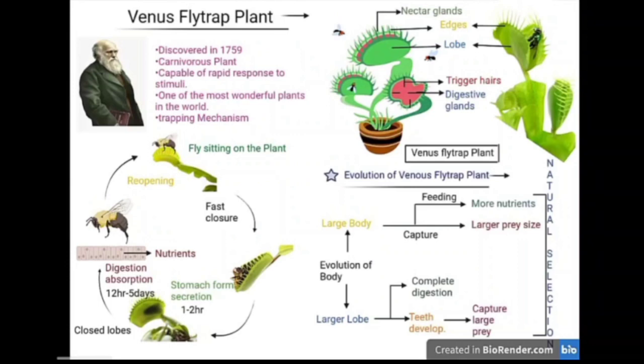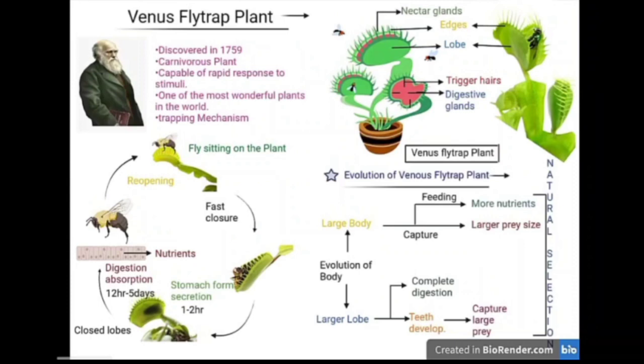The snap trap mechanism is the main characteristic of the Venus flytrap plant. The model proposes that plant snap traps evolved from flypaper traps, driven by natural selection for larger prey size, thereby providing the plant with more nutrients. So the carnivorous flytrap plant evolved from the flypaper trap.